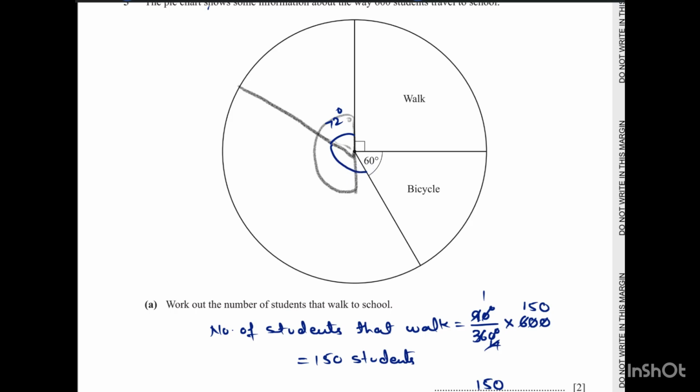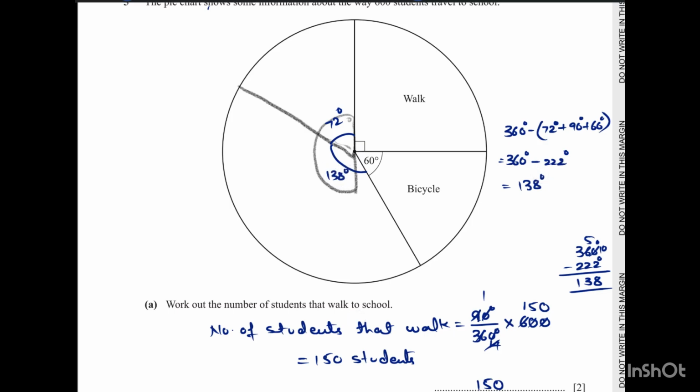For the remaining angle, from 360 subtract the sum of the angles. So 360 minus 72 plus 90 plus 60. 2 plus 0 plus 0 is 2, then 7 plus 9 is 16, 16 plus 6 is 22, so 222 degrees. If I do the subtraction, what will I get? That will be the angle here. So 10 minus 2 is 8, 5 minus 2 is 3, 3 minus 2 is 1. 138 degrees will be this angle.